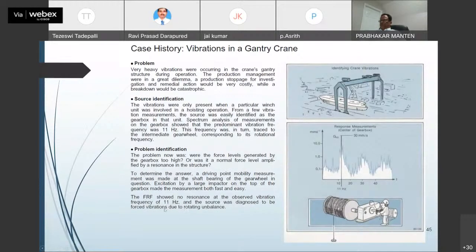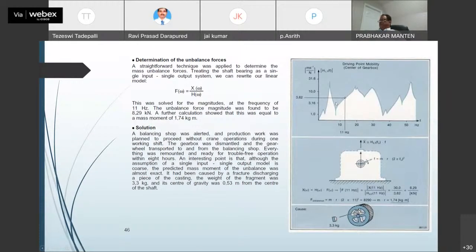The FRF showed no resonance at the frequency, and the source was diagnosed to be a forced vibration due to rotating unbalance. So it's not because of a natural frequency of the structure. Remember, a small unbalance causes a force, and that causes a large vibration. To determine the unbalanced forces, a straightforward technique was applied to determine the mass unbalance, treating the shaft bearing as a single output. We can write a linear model, force equals x over delta. This was solved for the magnitudes at the frequency of 11 hertz.